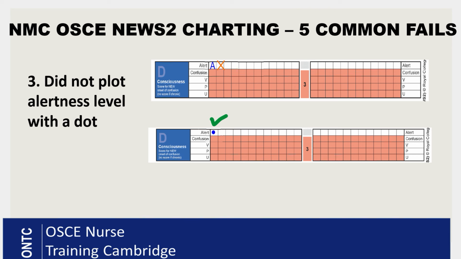Alertness level in the disability part of the chart, D, needs to be plotted with a dot, not with A. So if you plot it with A, it's wrong. A is not for alertness. You need to plot the dot in the correct box. If your patient is alert, then put the dot in the alert box.